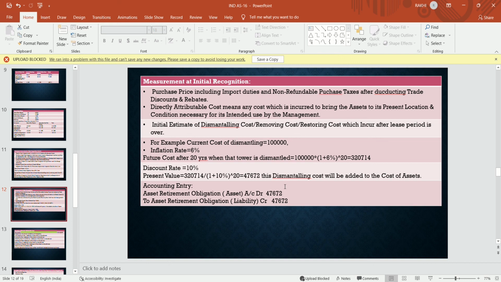The cost incurred for installing the machinery, the cost incurred for testing the first production, whether the production is actually good or not, the testing cost, all that directly attributable cost which is incurred to bring that asset to its present location and condition, which is necessary for its intended use by the management, is to be added to the cost of machinery.